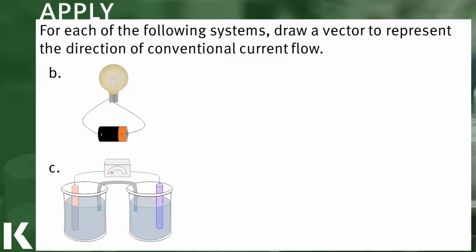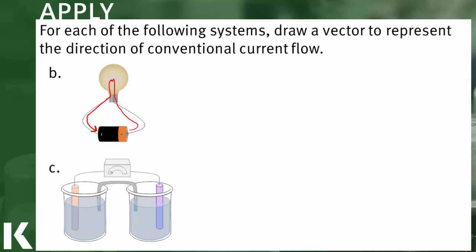Bulb hooked up to a battery. So again, as mentioned previously, we always move in the direction of positive charge. So by agreement, we have positive charge flow out of the battery, through the filament of the bulb, out the bulb, and back to the negative side of the battery. That's the direction of conventional current flow.